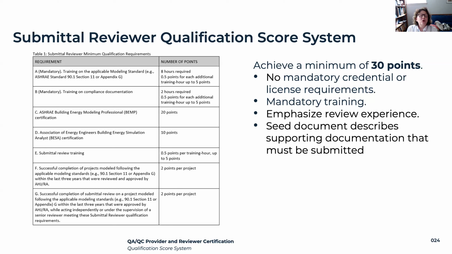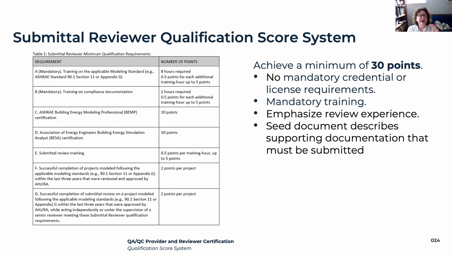The only mandatory components of this point system is for the professional to take training on the applicable modeling standard. For example, if the model is for 90.1 compliance, then it would be training on modeling protocols in 90.1. Another mandatory training is on compliance documentation, so that the reviewer has a full understanding of what needs to be submitted to the reviewer. And from there, we have two accreditations that can be used towards the point counts.